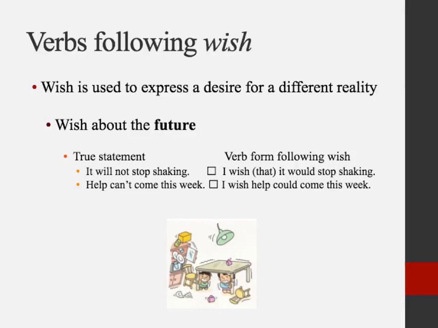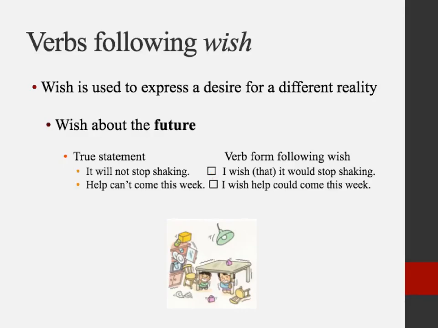Let's look at the first example, discussing a wish about the future. Here, the sentence is describing a situation where there are lots of earthquakes, and it seems like there are aftershocks likely to continue in the future. Therefore, the speaker is expressing a desire for the earthquakes to stop. By saying, I wish it would stop shaking, notice that in the wish statement, the speaker uses would, which is the past form of will, even though the speaker is making a wish about the future.